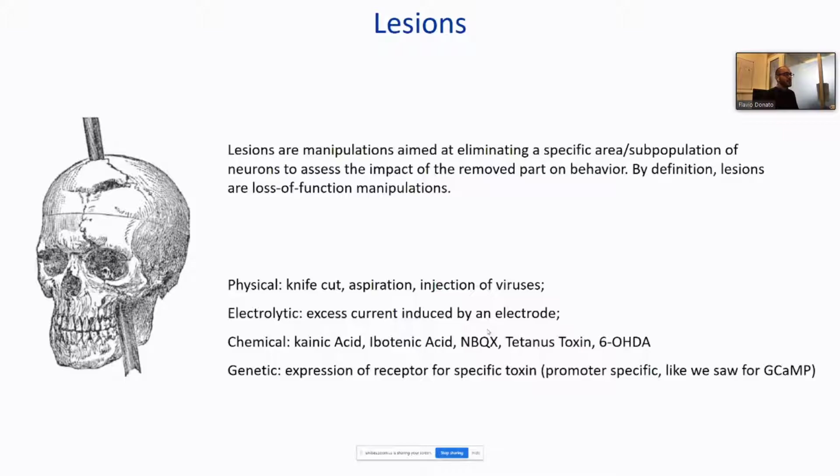You can use chemicals, like kainic acid, butanoic acid, NBQX, tetanus toxin, or specific chemical compounds that are directed to neurons that express, for example, dopamine, so that when you inject this particular drug topically in an area of the brain, the neurons in that area actually die. Or you can have a genetic toolbox to express specific receptors for specific toxins, but this is something that we're going to see later on, and it's probably going to be relevant for your study of the sensory and the motor system next week.